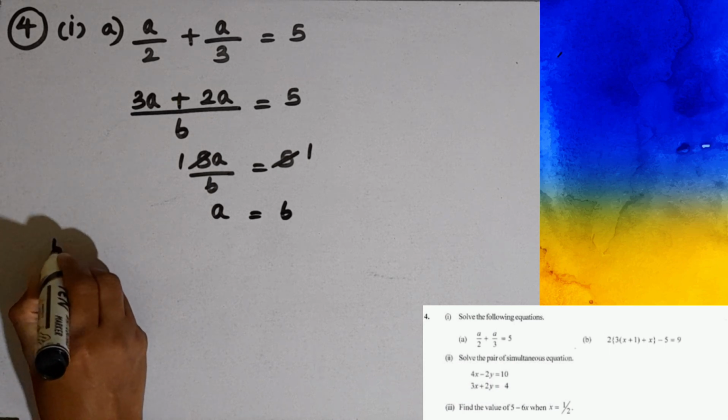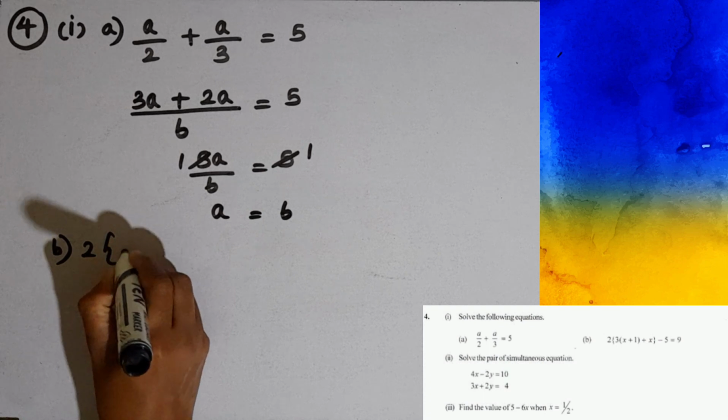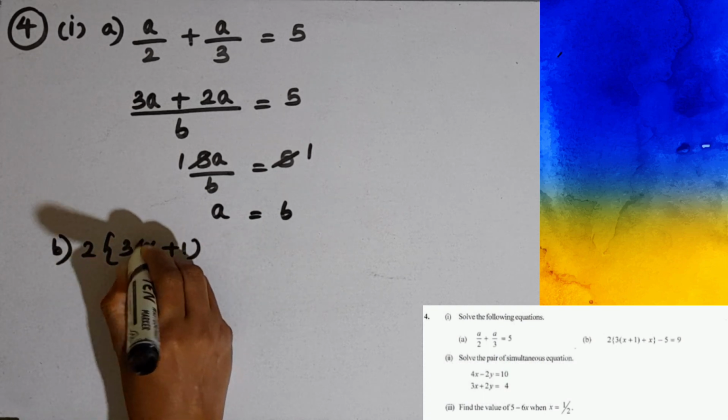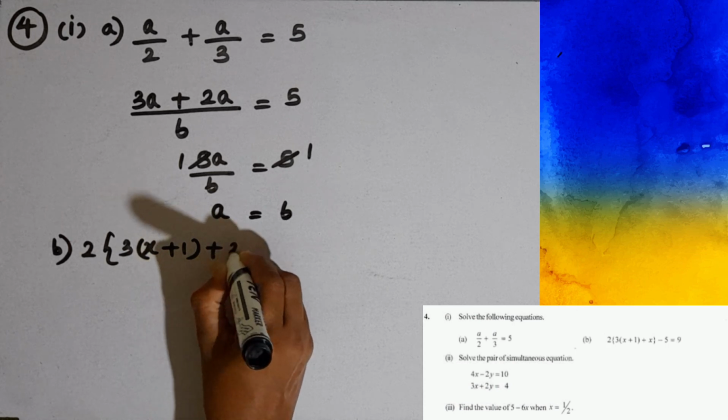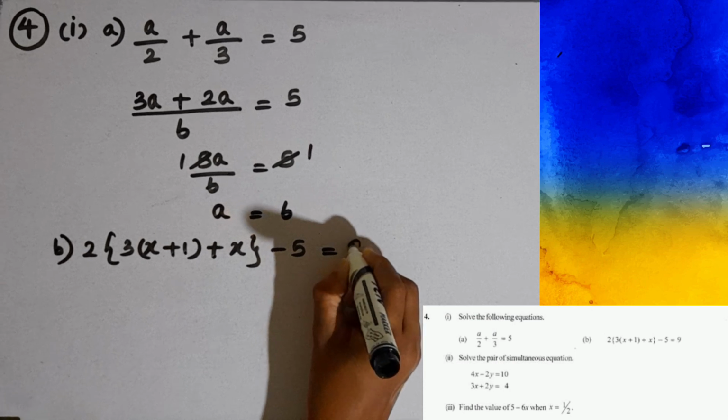Then B part, 2 times (3 times x plus 1) plus x minus 5 equal to 9.